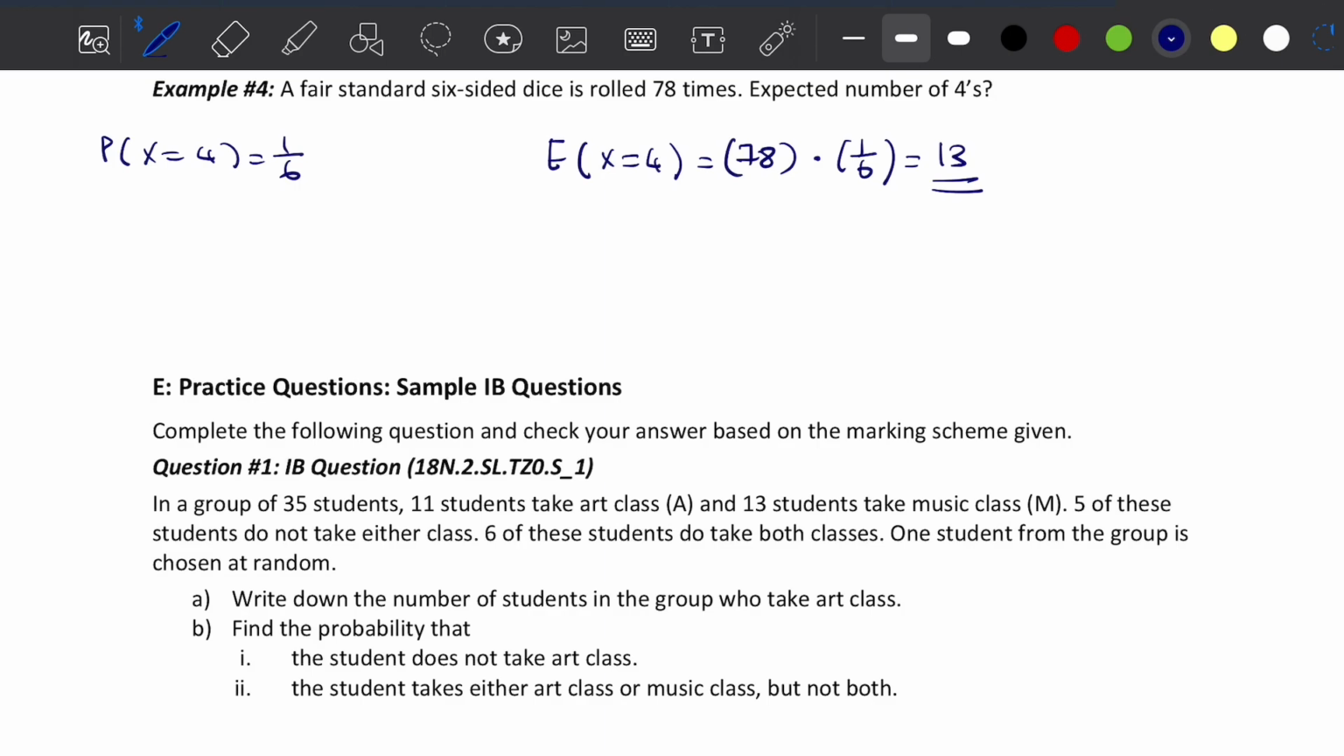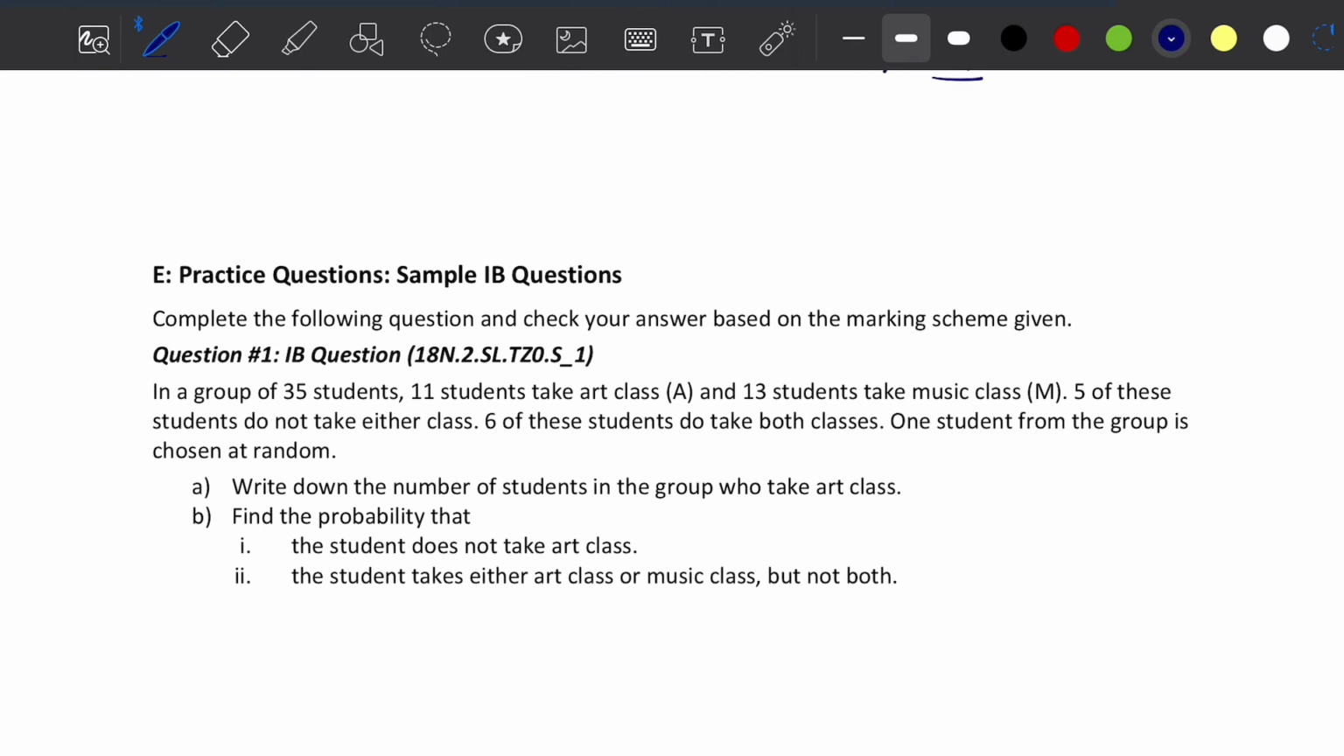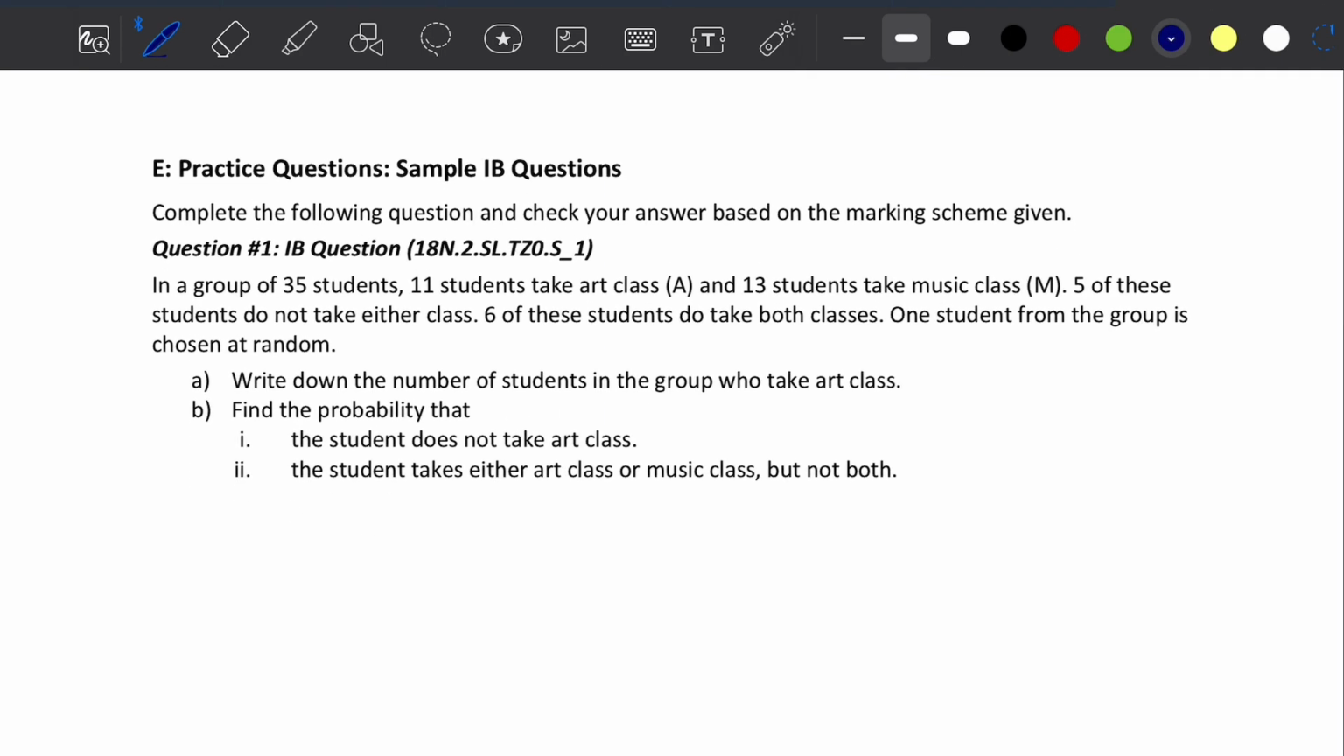Then let's try an IB question. This is the IB question from the November 2018 Paper 2 SL. So let's look at the question. We have a group of 35 students. 11 students take art class A and 13 students take music class M, and 5 of these students do not take either class, and 6 of these students take both classes. One student from the group is chosen at random.